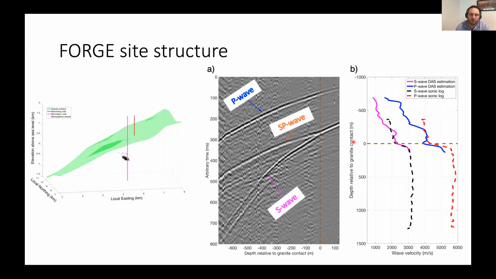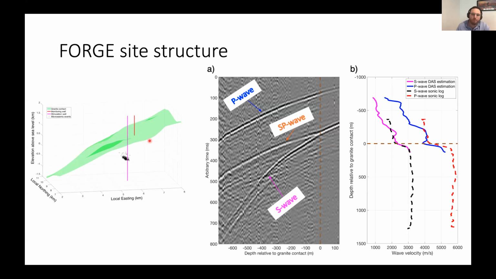So that was SAFOD. Now let's look at FORGE. This should be more familiar. Just a quick reminder, there are two wells. The pink one is the stimulation well, and it generates all these microseismic events here. And in the red well, we have monitoring. So we have both a fiber and downhole geophones.